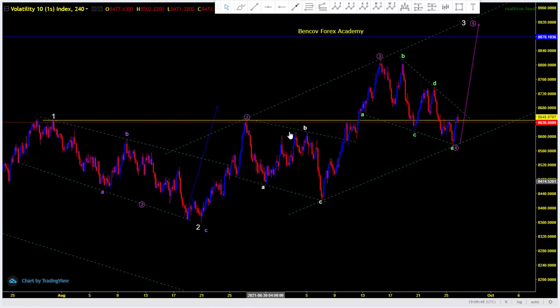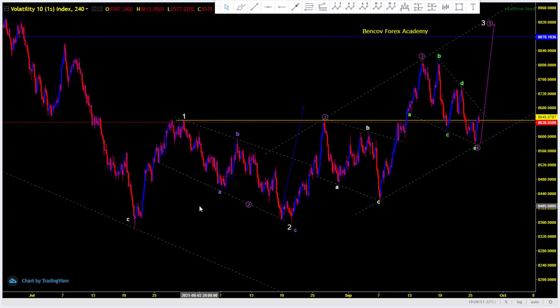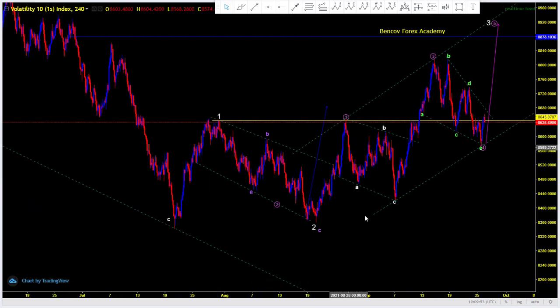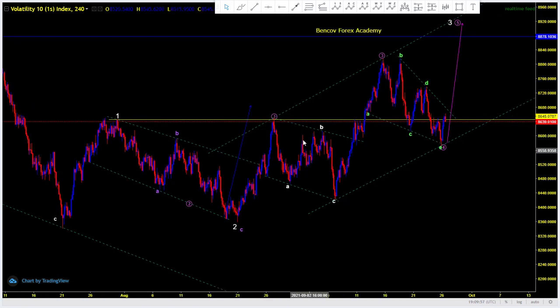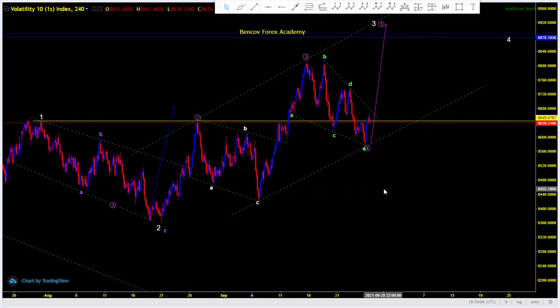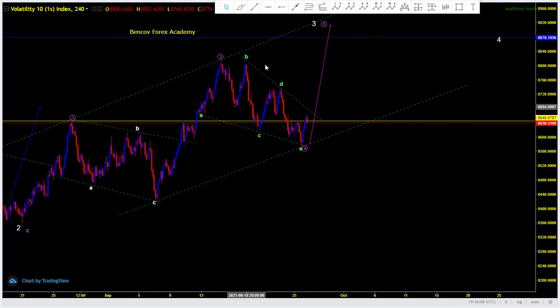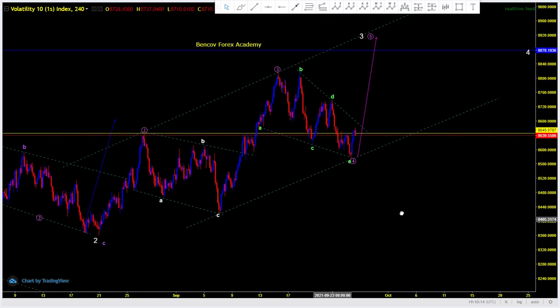Then we have an A, B, C correction, correcting this impulsive move. From there, the ABC correction tended to be a bullish flag. Then from there, we are having this impulsive move again, and now we are in a triangle. We are in a correction, which is a triangle. Whenever you see a triangle, you should know that it's a continuation pattern.